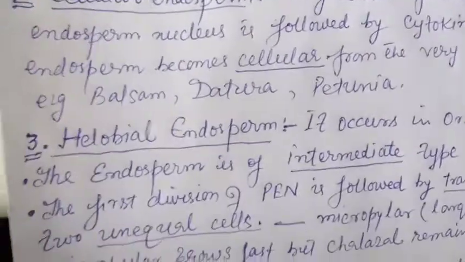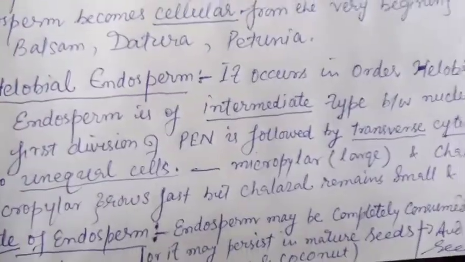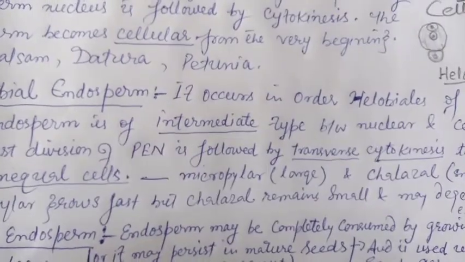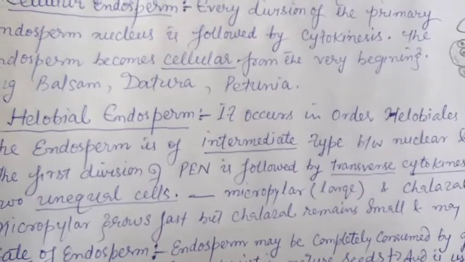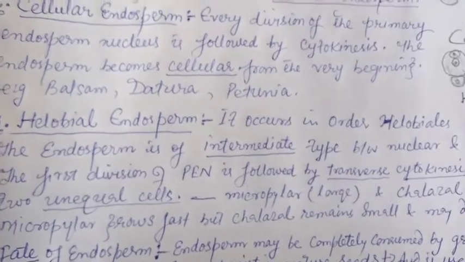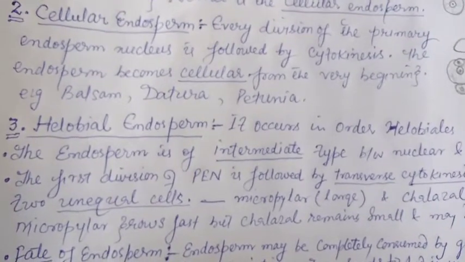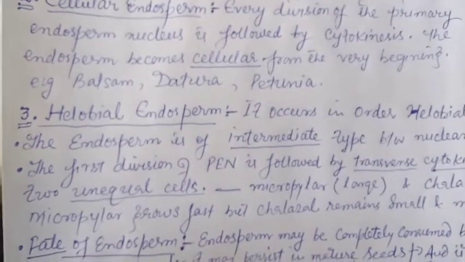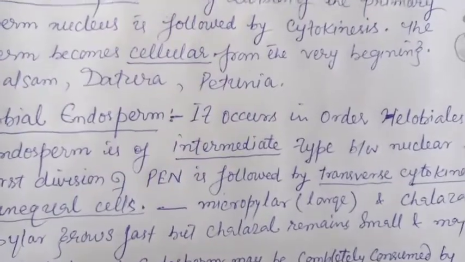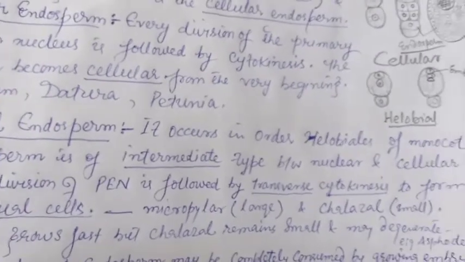And the third type of the endosperm is the helobial endosperm. It occurs in Helobiales, one of the orders in the plant kingdom, and the helobial endosperm is formed in the Helobiales order. The endosperm is of intermediate type between nuclear endosperm and cellular endosperm.